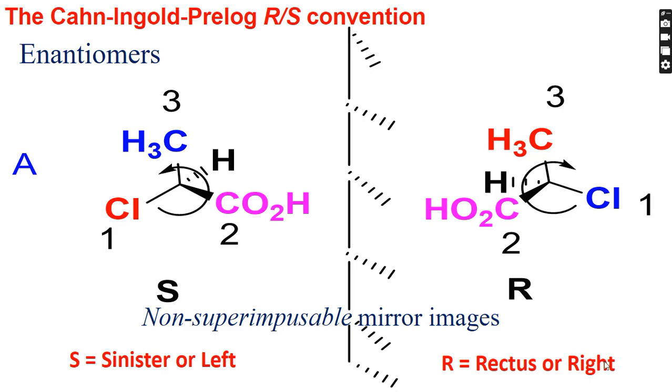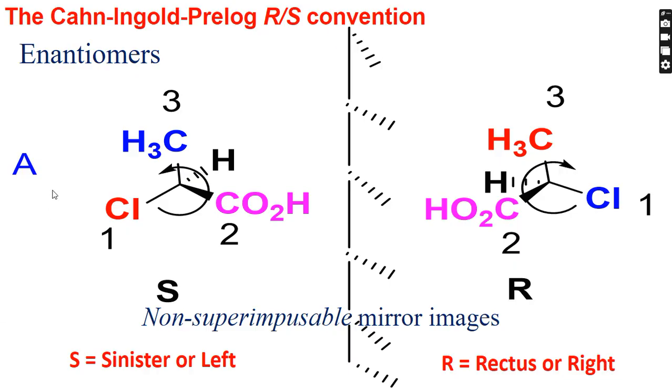In this video, I will be describing RS configuration for chiral molecules. First, I will describe what chirality is. Chirality is the property of handedness. It means that when an sp3 hybridized tetrahedral carbon is attached to four different groups, such a molecule and its mirror image will not be superimposable. That kind of molecule is called a chiral molecule.